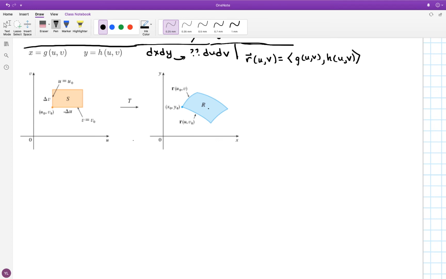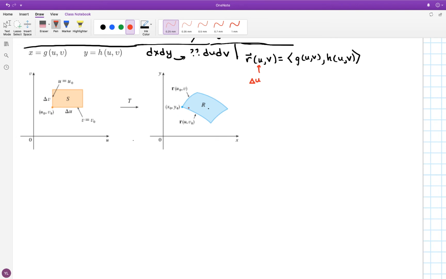Okay, so at u naught, v naught, which is the corner of the orange rectangle, the vector function is pointing at x naught, y naught. And then as (u, v) varies within this rectangle, r(u, v) varies within this shape. Now that we have that notation, imagine taking the u variable and moving it ever so slightly, delta u. Then I would move along the bottom side of this rectangle, right?